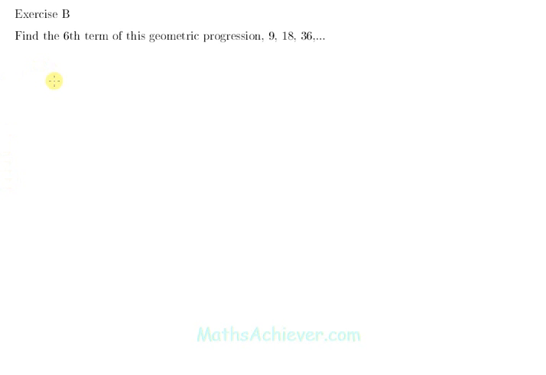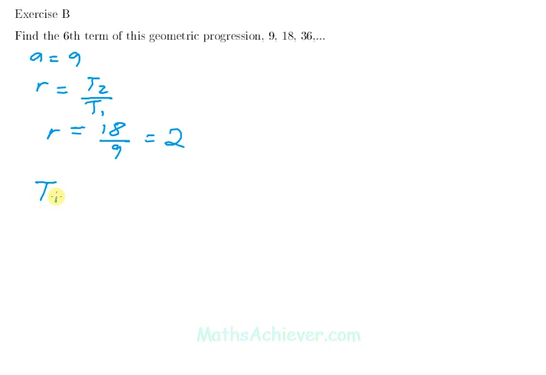Another exercise. Exercise B, find the sixth term of this geometric progression. Now we know that A is 9, right? And we also know that we can find R. R is equal to T2 over T1, equal to 18 over 9, which is 2. So R is 2.